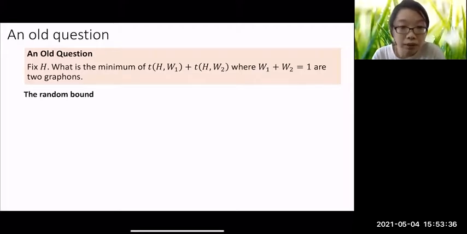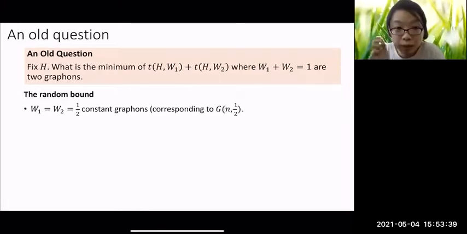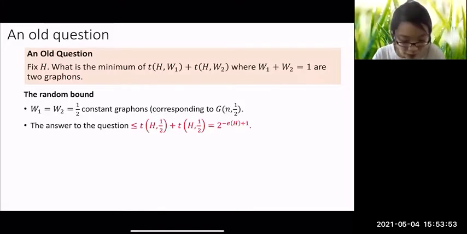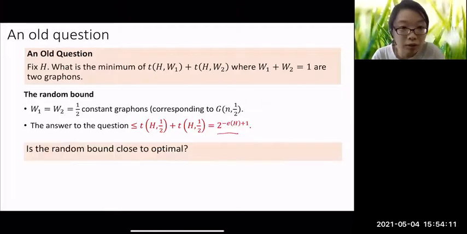So here the random bound seems much easier to do. Basically, what we can do is let each W_i equal the constant graphon. So W_1(x,y) always equals a half. And this graphon corresponds to the random graph G(n,1/2). And then it's much easier for us to do the computation. So when all the graphons are constant, then t_H(1/2) basically equals 2 to the minus e(H), and the same for the other part. So we get the same upper bound for the question.